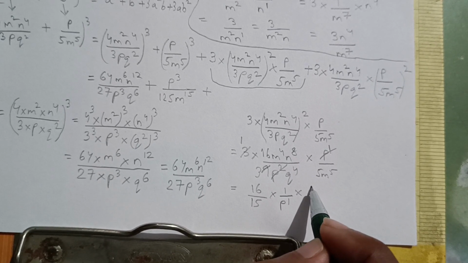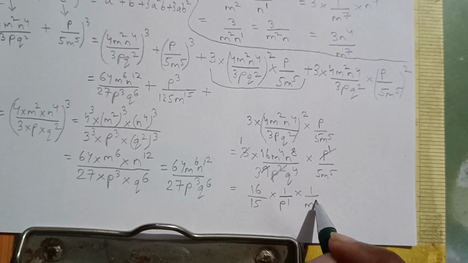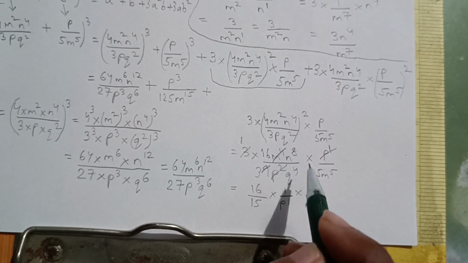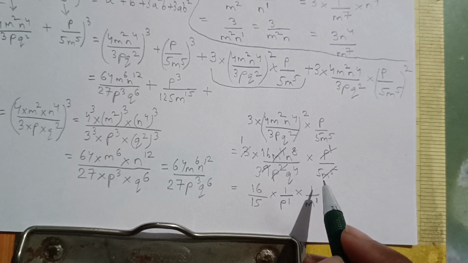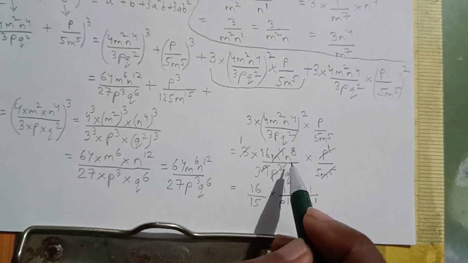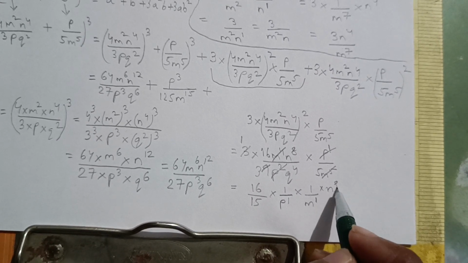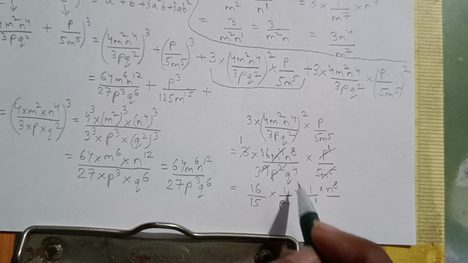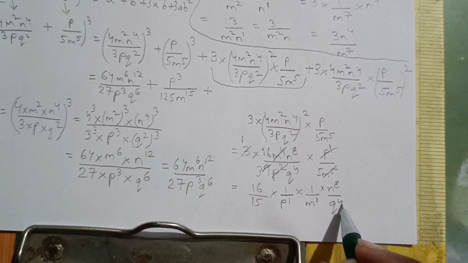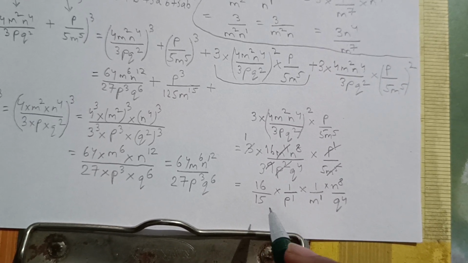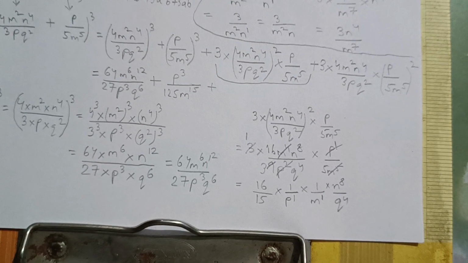M to the power minus 1, I can write it as 1 upon m to the power 1. So this and this also has been solved. And then we are left with n to the power 8 in the numerator and in the denominator q to the power 4. So this is what we get. So the answer I will write it.